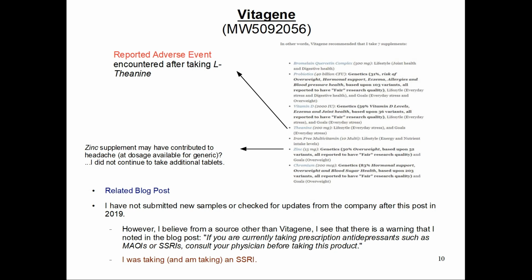And this report, the FDA MedWatch report, was accepted into the MAUDE database. And I think it's at least of some interest in that I don't think it said it on the Vitagene results, but on the product after I had the adverse event, I noticed that it says if you are currently taking prescription antidepressants such as MAOIs or SSRIs, consult your physician before taking this product. And I was taking and am taking an SSRI. So SSRI stands for selective serotonin reuptake inhibitor.